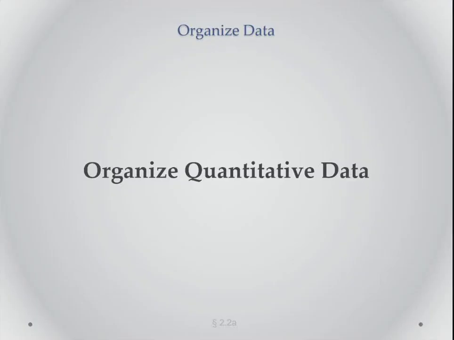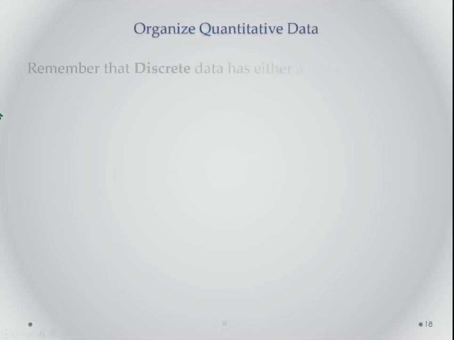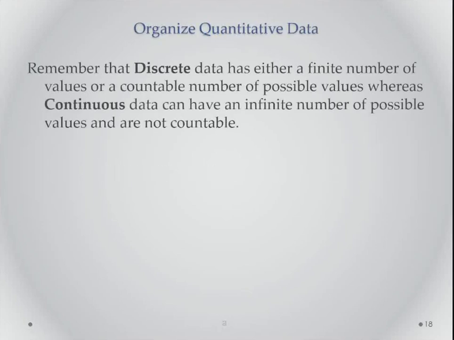I'm going to talk about organizing quantitative data. First thing we need to look at is we have two types of quantitative data, if you recall. We have discrete data here, and we have continuous data. If you remember, discrete has a finite number of values, a countable number of values, whereas continuous has an infinite number of possible values.